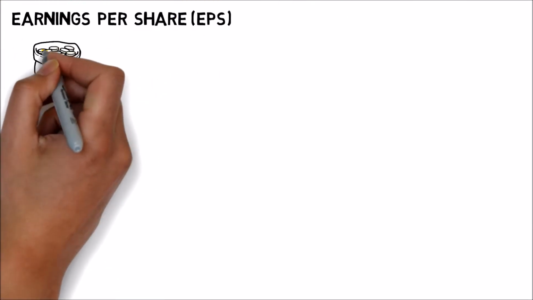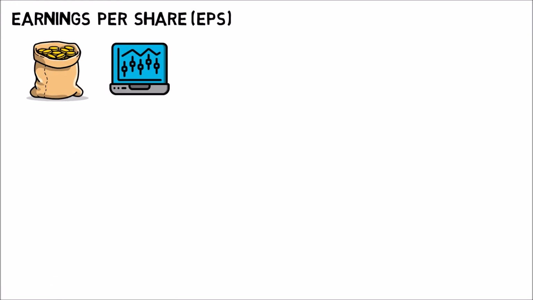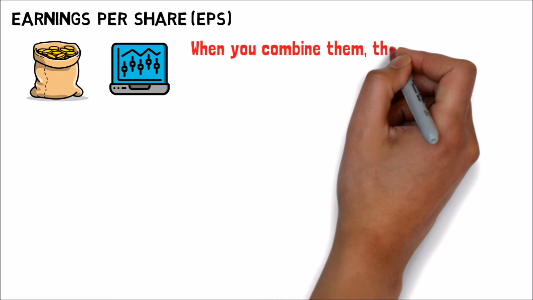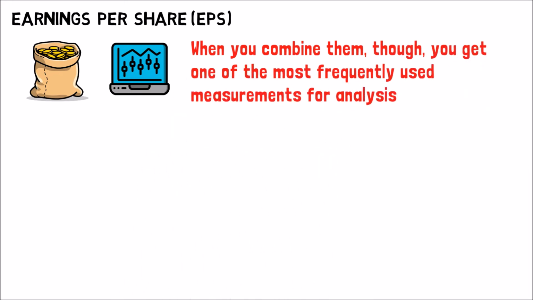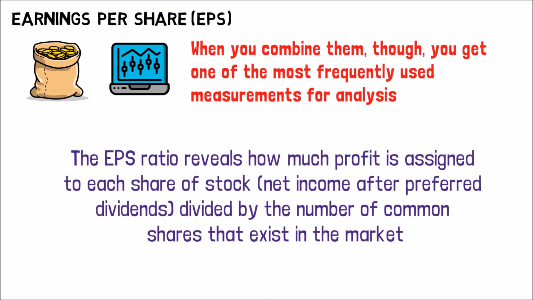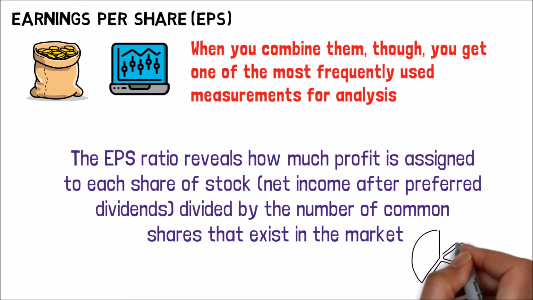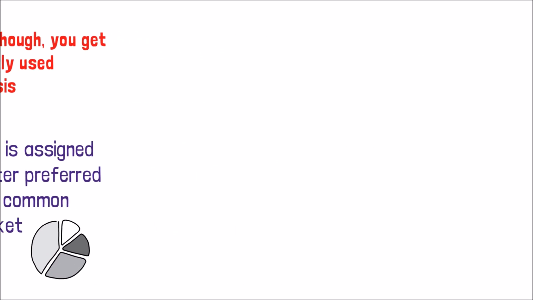Earnings per share, EPS. On its own, neither earnings nor the number of shares can provide much information about a firm. When you combine them, though, you get one of the most frequently used measurements for analysis. The EPS ratio is one of the most popular analyses because it reveals how much profit is assigned to each share of stock: net income after preferred dividends, divided by the number of common shares that exist in the market.